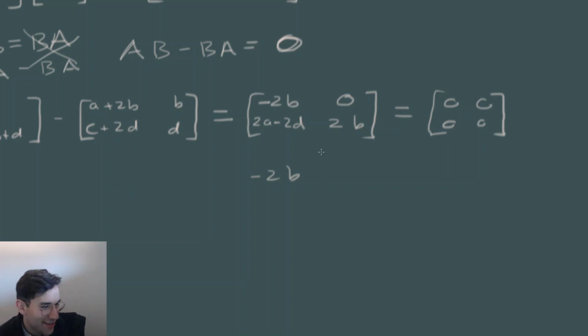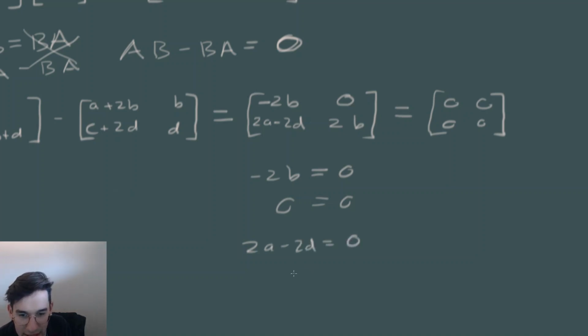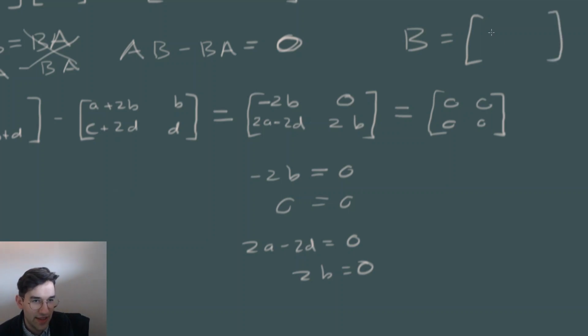So we can get a system of linear equations here. We have negative 2B equals 0. That's this first one. We have 0 equals 0. No, that's true. That's good. 2A minus 2D equals 0, and 2B equals 0. And remember, what we are solving for is our B matrix. Do not forget that has this order: A, B, C, D. So we need to find these variables. We can put them in there.